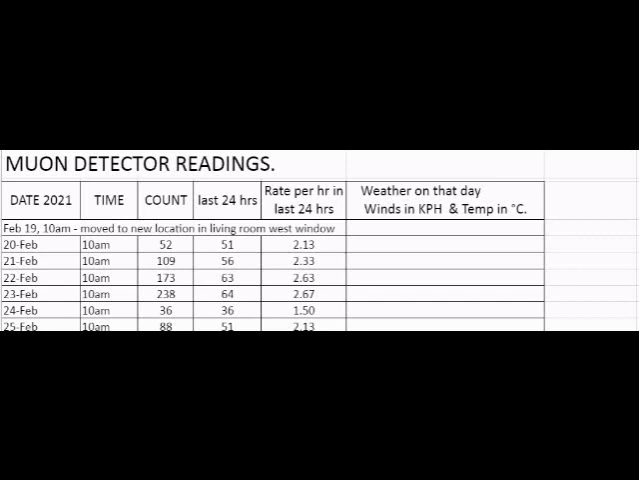So getting into the data that Kendall sent us, we'll be looking at Muon detector readings, and he started to put them in a chart for us. He's included the date, the time, the count, the last 24 hours, rate per hour in the last 24 hours, and the weather on the day. And he's also included some solar activity, so that we get an idea as to what's going on with ordinary daytime temperatures around Canada, as well as solar flare activity and how that affects the readings.